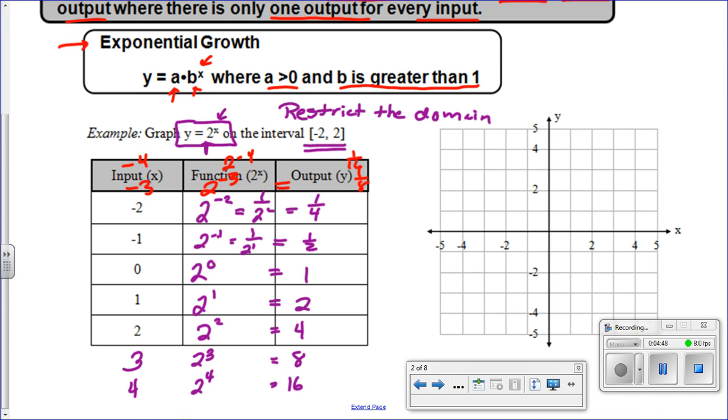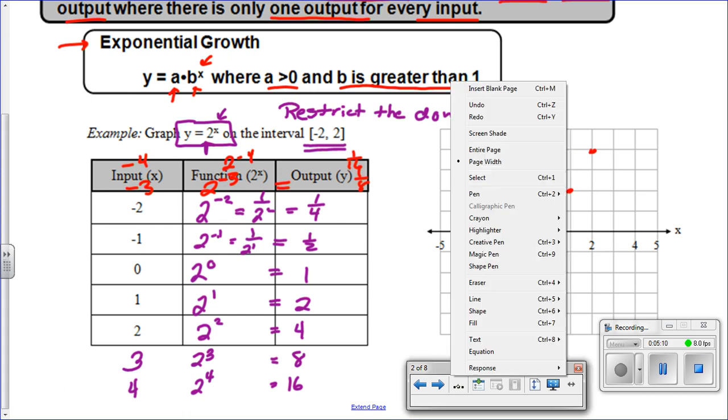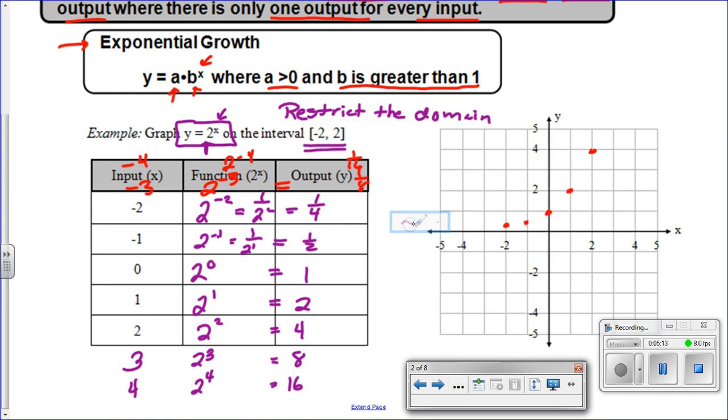So an input of -2 is 1/4. An input of -1 is 1/2. An input of 0 gives me an output of 1. An input of 1 gives me an output of 2, and an input of 2 gives me 4. Let me fix that. So if I connect my dots here, this is going to be a curve. That's what it would look like.